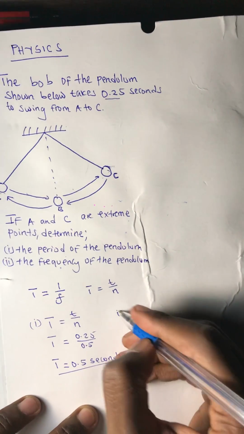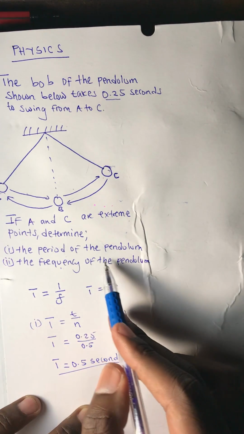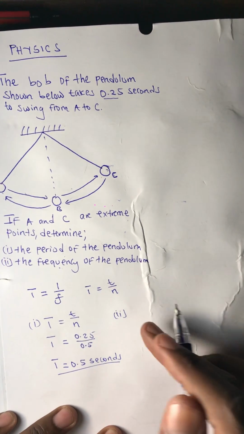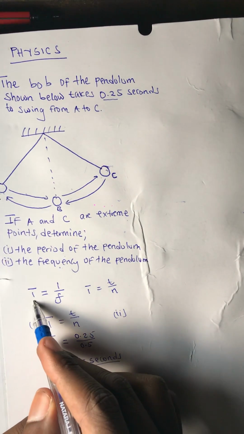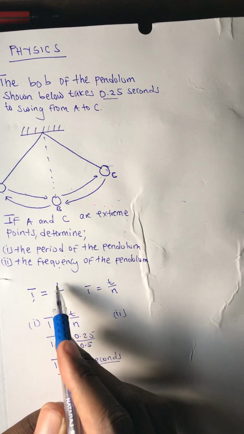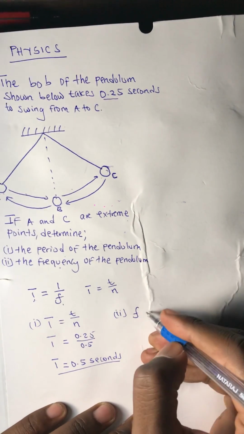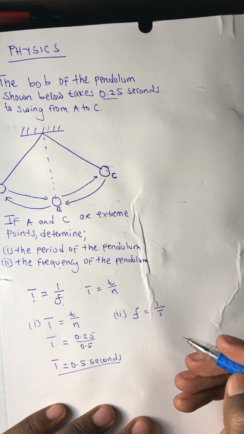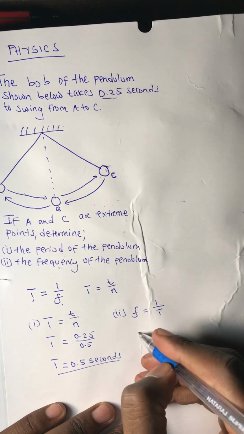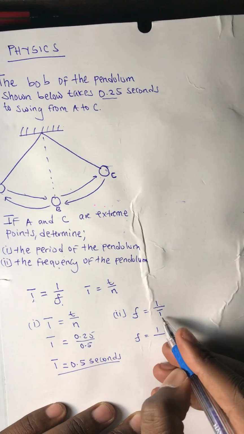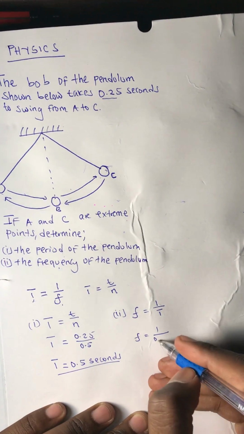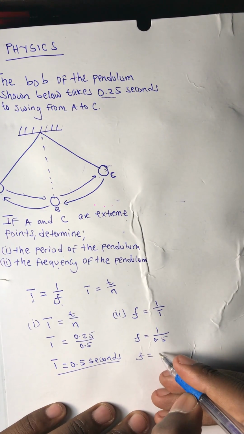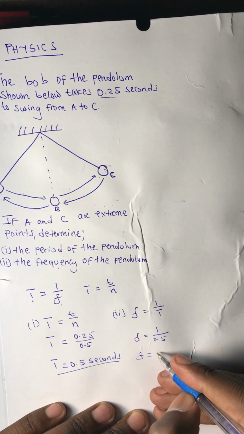Question 2 is asking us to calculate the frequency of the pendulum. What is the formula for frequency? What I told you was that there is an inverse relationship between period and frequency. If period equals 1 over frequency, then frequency equals 1 over period. All right? Frequency equals 1 over period. So the frequency will be equal to 1 over, now what is the period? The period is 0.5. So the frequency in this case, when you say 1 divided by 2 on the calculator, you are going to have 2.